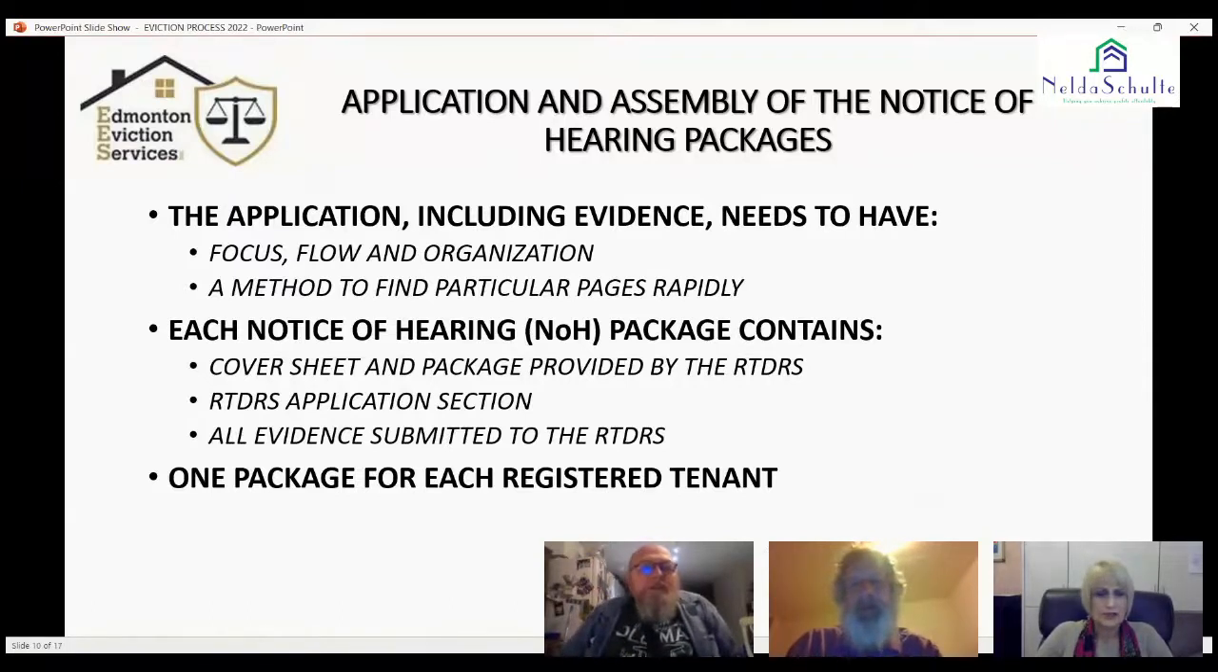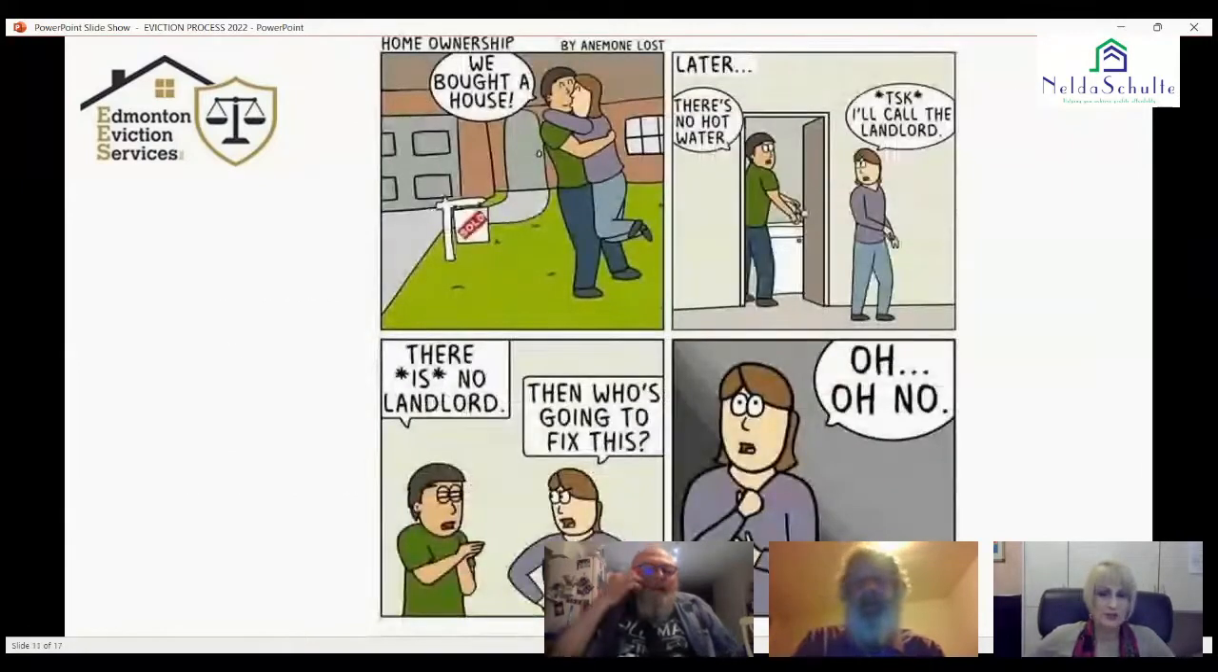So we'll get into that. This is quite the process. This is not just do this, file that, off you go. I mean, you've already just gone through 2 pages.